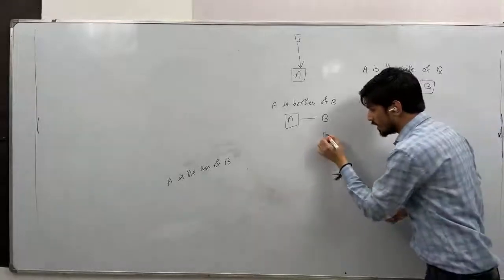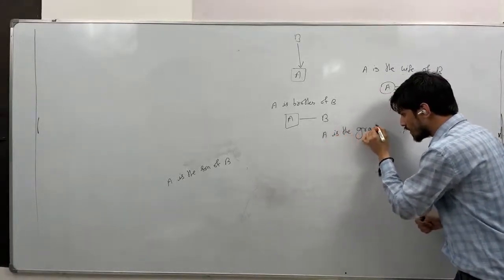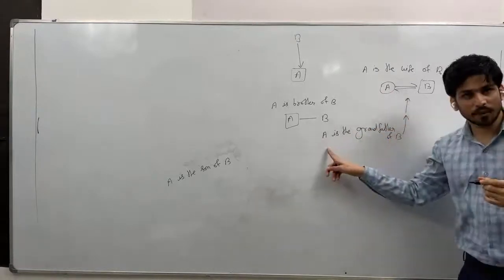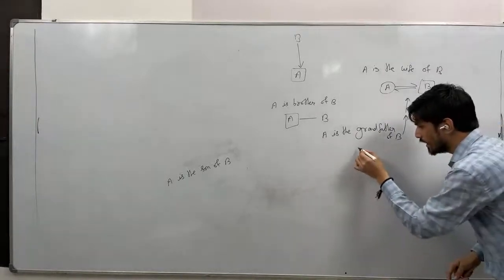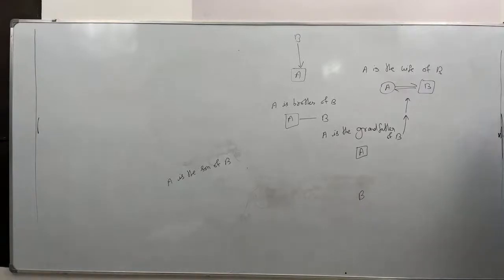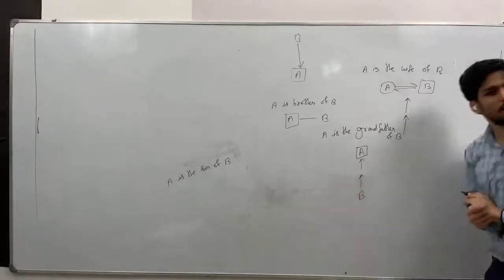So I'll say A is the grandfather of B. So A is the grandfather. So who is A? A is male character, right? So I'll say A is the grandfather of B. Gender of B is not known to us. B can be male or B can be female also. But since this is the grandfather, so I'll be using double arrow. Clear?